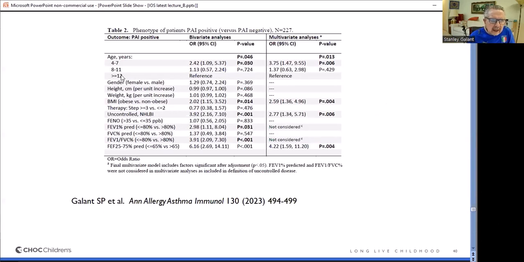We found certainly age was important, and this was particularly striking in the young children, who had a much higher odds ratio of having peripheral airway impairment than those that were 12 and above. And we also found that obesity, a high BMI, was another factor, as was uncontrolled asthma, and finally, FEF 25-75.